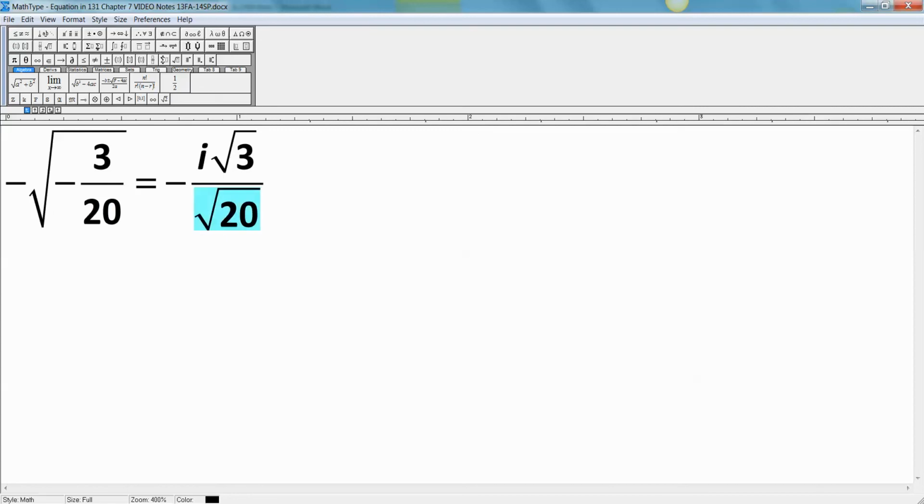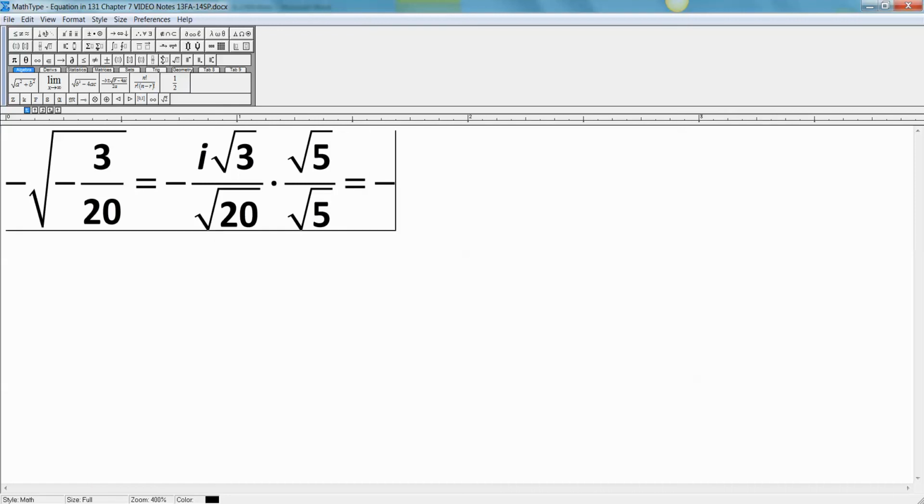Now 20 is not a perfect square, but I could multiply by something to make it turn into a perfect square. So I think to myself, 20 is 4 times 5. 4 is a perfect square. So 5 is the extra part. So if I multiply by the square root of 5 over the square root of 5, that'll get me 100 in that denominator. So let's think.